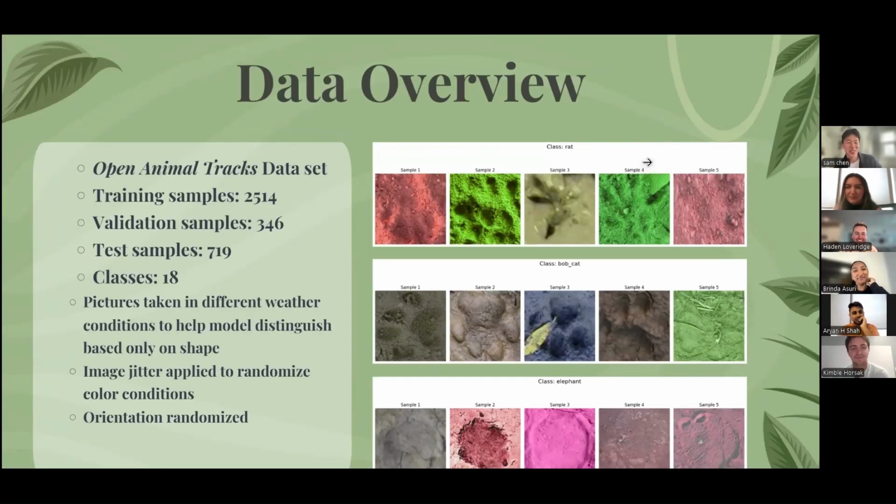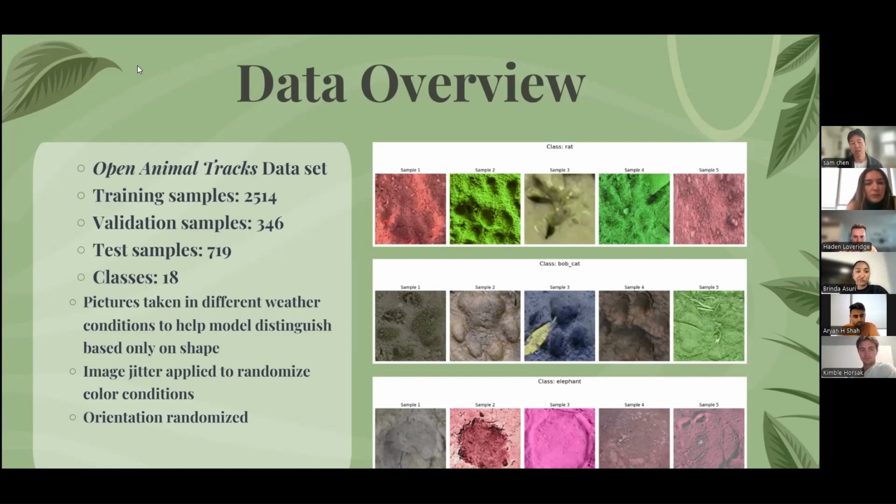So the data set we're using is the Open Animal Tracks data set. All the images were collected manually by researchers in the field. On our right-hand side, you can see some sample images from various critters that were collected by researchers. In total, we have around 2,500 training data samples, so just individual images. And that splits into 18 different species that our models will be classifying.